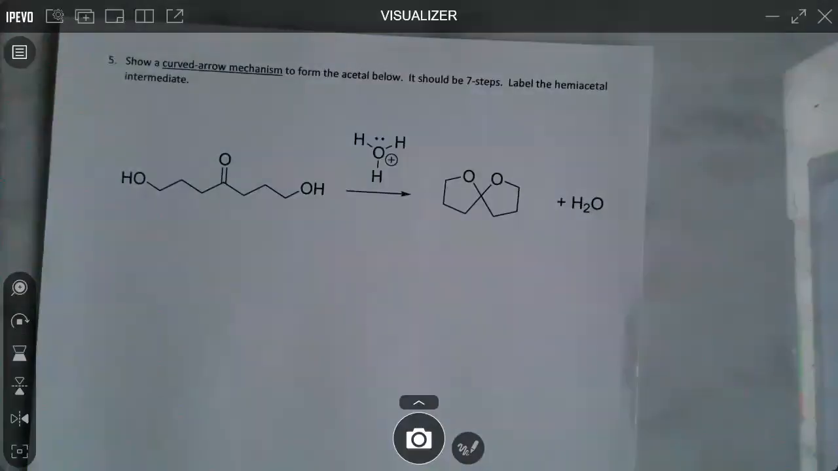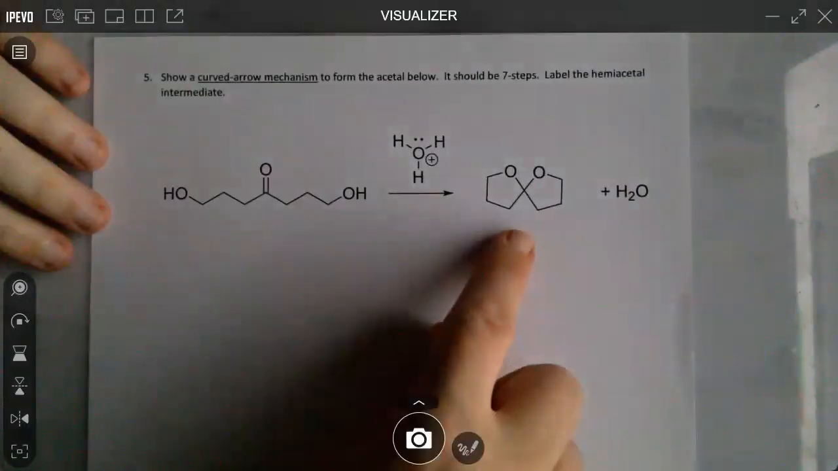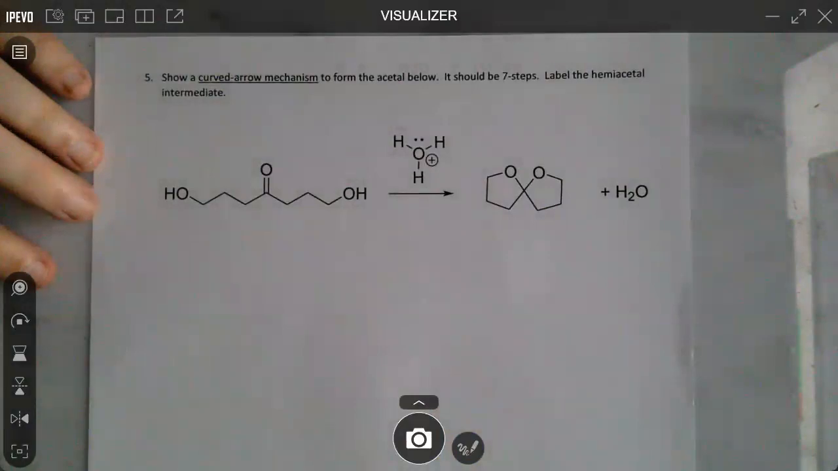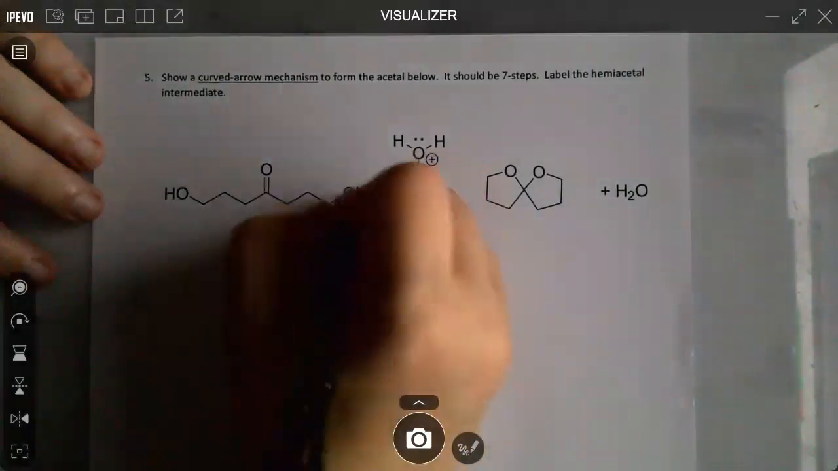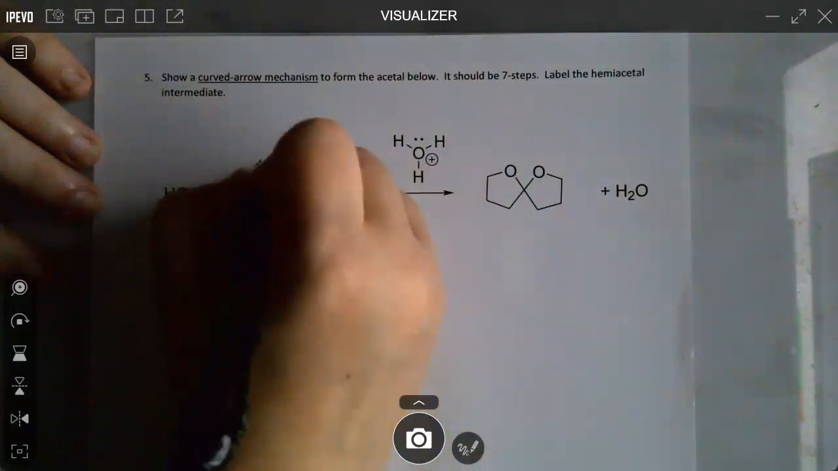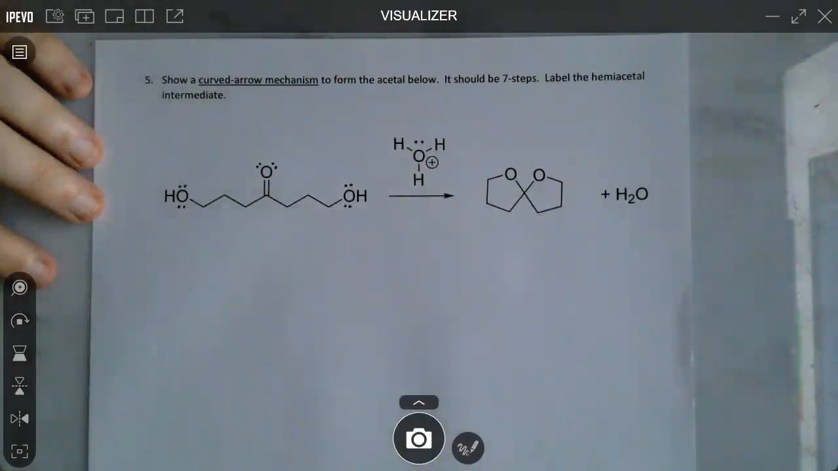All right, I have a last question here. Show a curved arrow mechanism to form the acetal below. It should be 7 steps. Label the hemiacetal intermediate. All right, so if you don't have lone pairs drawn in, you make sure to add those, right, so that you can draw the mechanism properly.